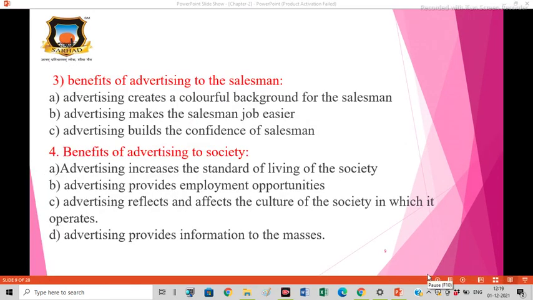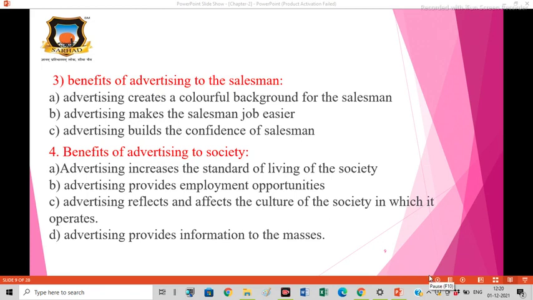Now see the benefits of advertising to the salesman. Advertising creates a colorful background for the salesman, because advertising has already given information about the product to the people. The second is that advertising makes the salesman's job easier. The third is that advertising builds the confidence of the salesman.